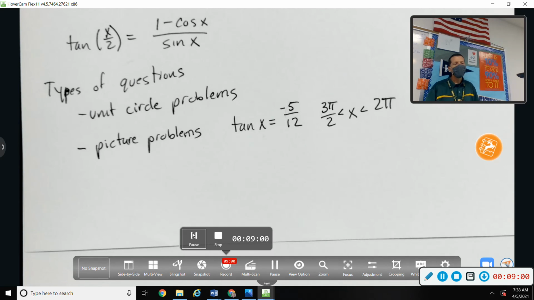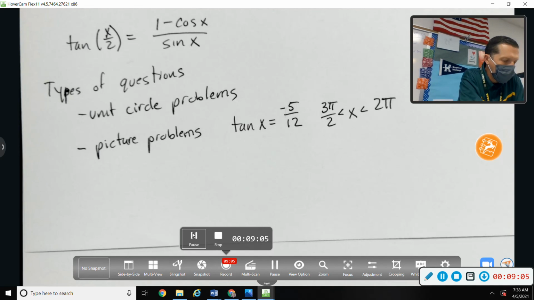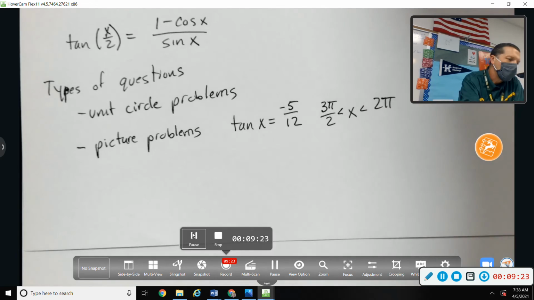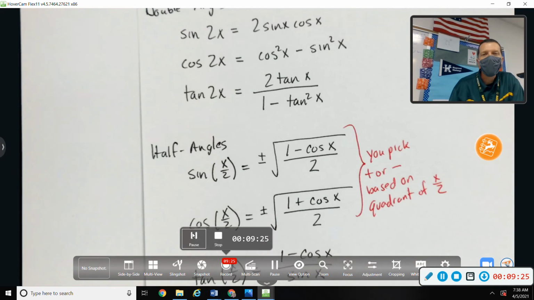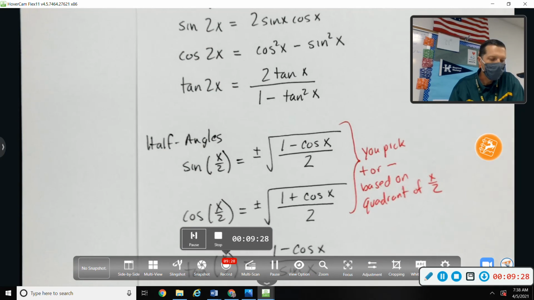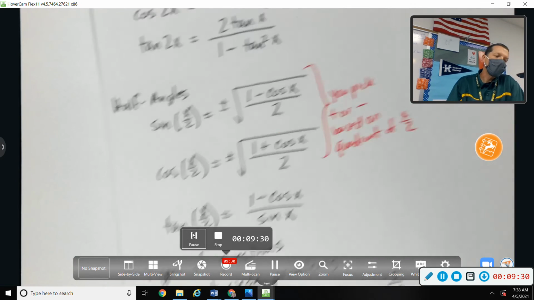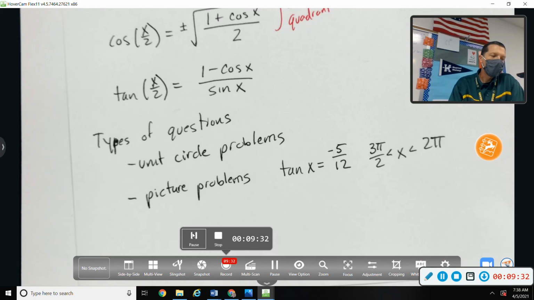So 12 formulas, because 6 sum and difference, 3 doubles, 3 halves, and 2 types of questions, unit circles and pictures. So I guess we would need 24 questions on the test to cover everything, but there's not going to be 24 questions. It'll just be kind of mix and match. Obviously, we'll hit some of sine, cosine, and tangent. You'll definitely have some from each category. So we won't have one of everything. It would just take too long. But you'll need to be able to do everything because it'll all be represented on there.